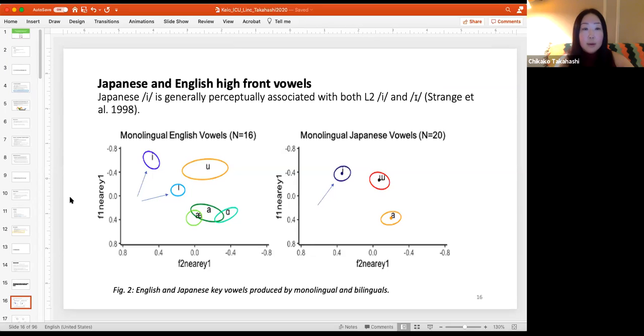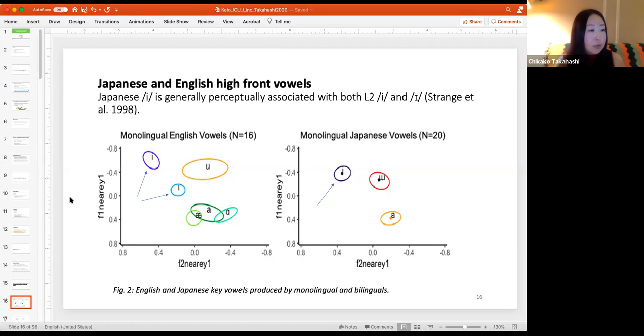So here are key English and Japanese vowels produced by monolingual speakers, English on the left and Japanese on the right. F1 and F2 formant values were normalized, but they still visualize the two-dimensional vowel space. Again, our focus was English and Japanese high-front vowels, as indicated by the blue arrows. We also collected data on a subset of peripheral vowels, so as to gather information on individual vowel spaces.